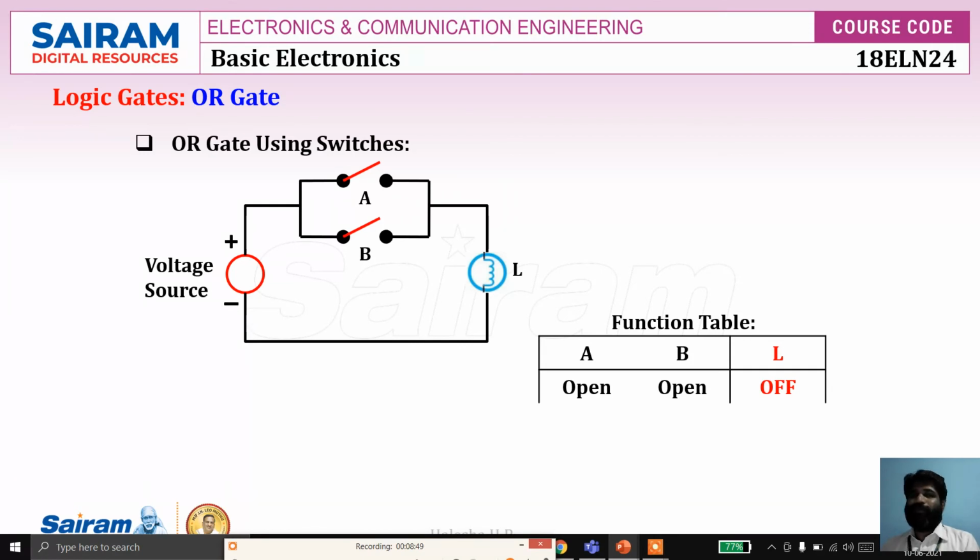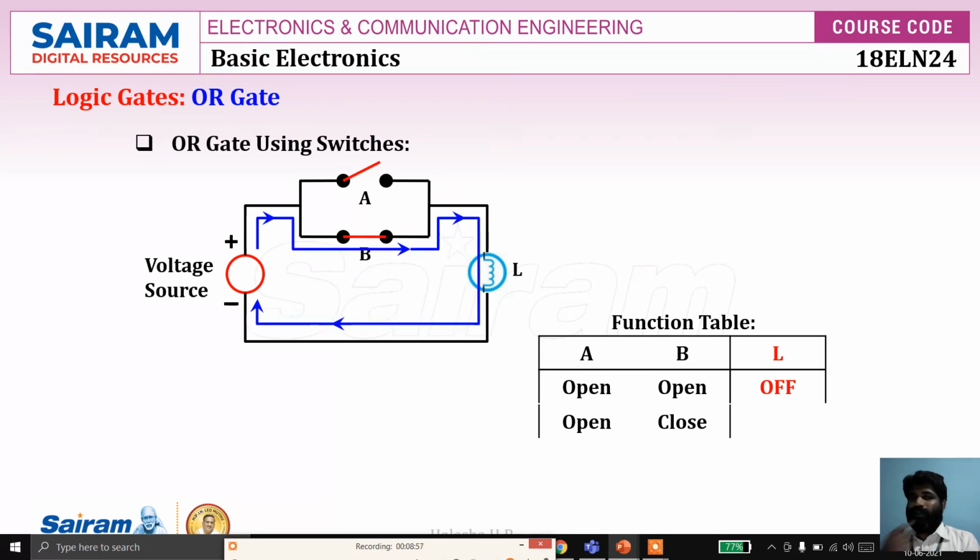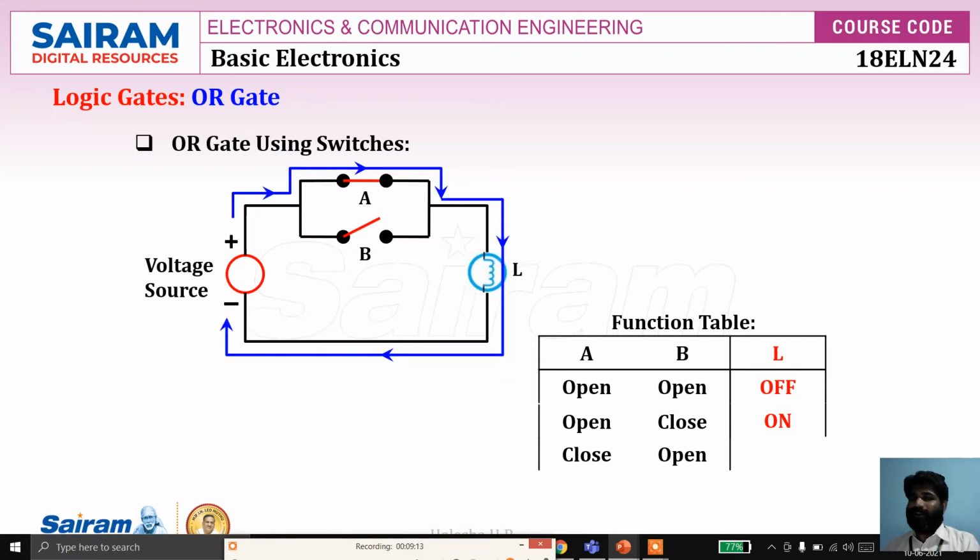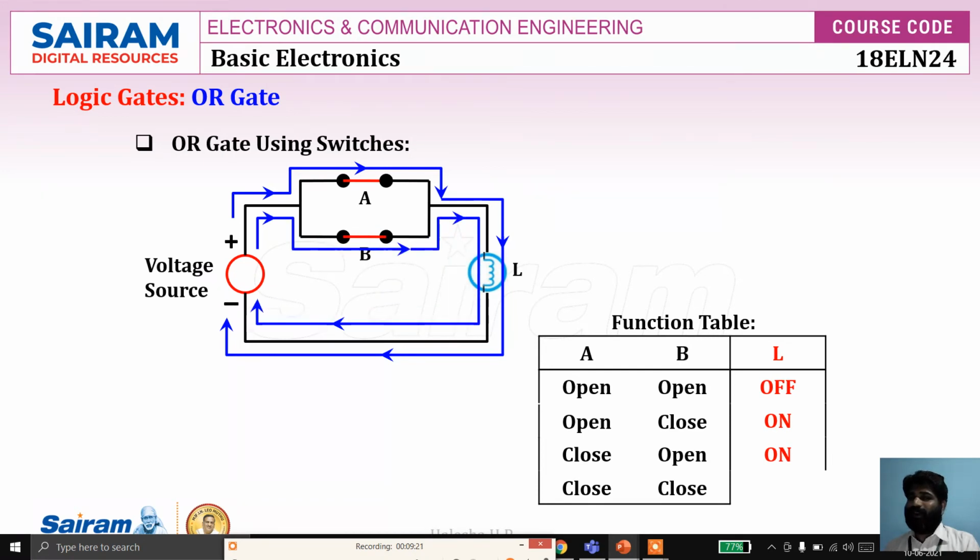And if any one is closed, let's say A is open and B is closed, current will flow in this path, so the bulb will glow. It is on. Suppose A is closed and B is open. Observe the diagram. Still current flows in the other direction, so the lamp is on. If both are closed, current flows in both directions, so again the lamp is on. So that is the realization of the OR gate using switches.